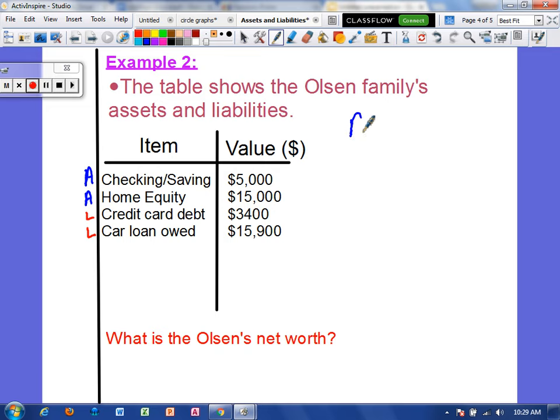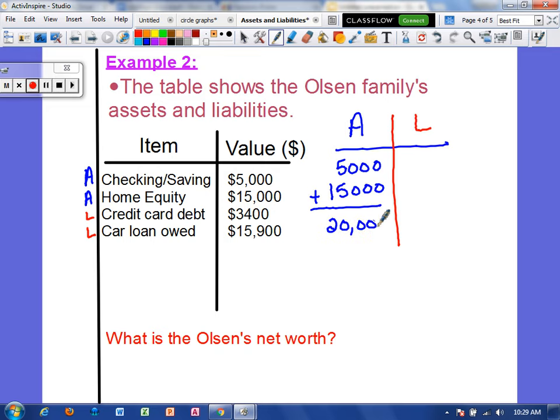So let's find the total assets and we'll find the total liabilities. So they have $5,000 in the bank. Their house is worth $15,000. So altogether they own $20,000. Now for liabilities, they owe $3,400 on their credit card. And they owe $15,900 on their car. So we're just going to add all of that together. So they owe $19,300.